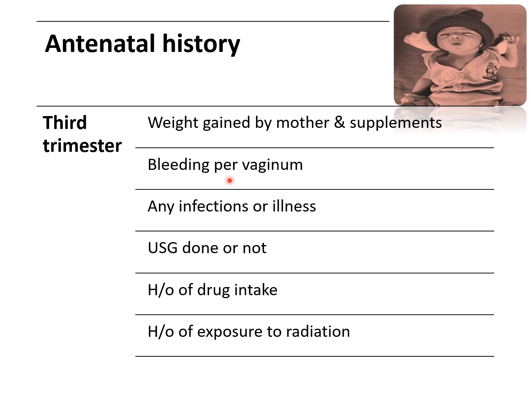not. Then again we have to ask any bleeding during the third trimester, any infection, illness, and USG was done or not. We have to ask in USG any polyhydramnios or oligohydramnios or any congenital malformation was mentioned or absolutely normal. Any history of drug intake, exposure, or radiation.